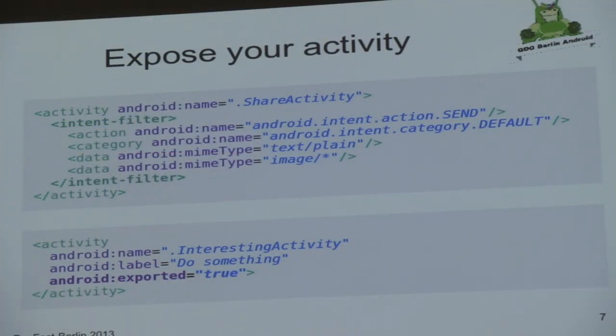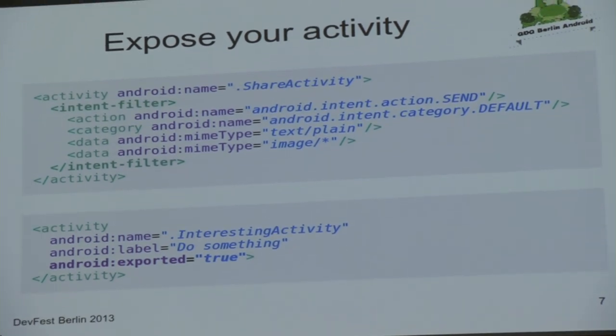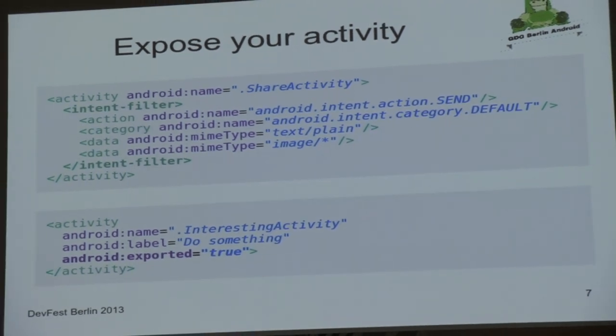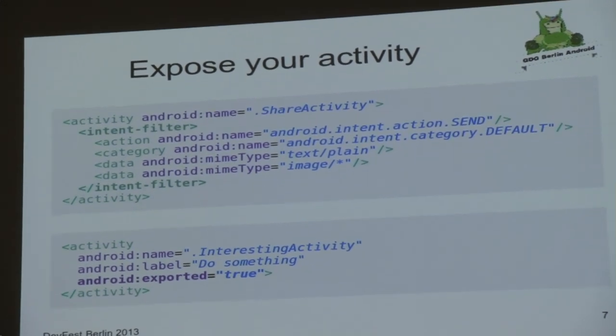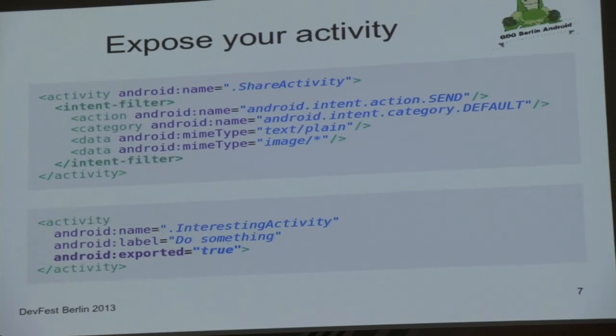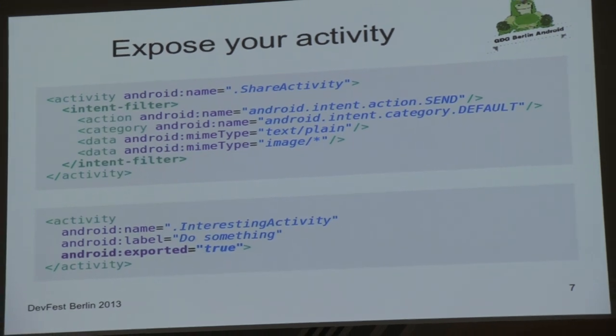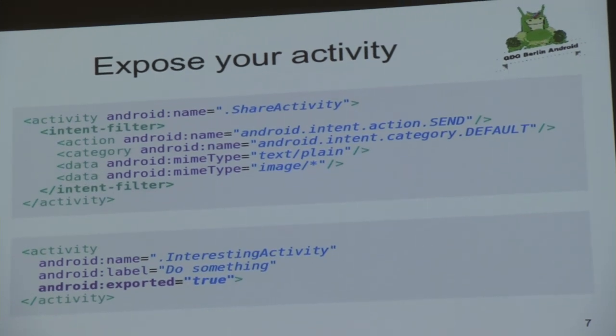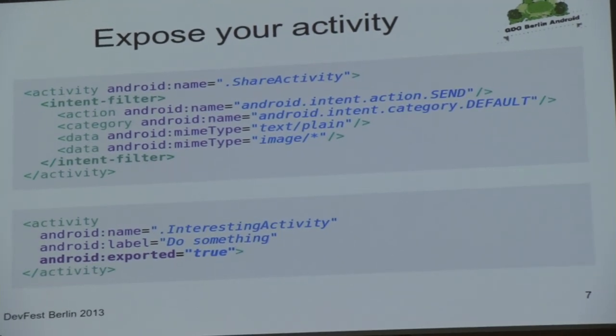Okay, so as I mentioned, you have to do some extra work to make your own activities available to other apps. You can do that by specifying an intent filter in your manifest for the activity you want to expose. That basically just says, in the example, I can handle the action send, and I can provide content of the mentioned file types, so that's plain text and images.